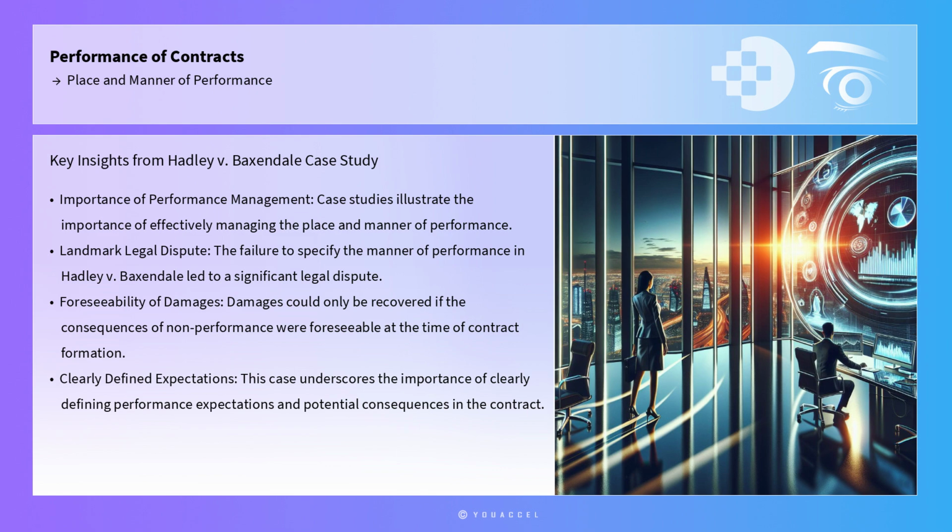In the landmark case of Hadley v. Baxendale, the failure to specify the manner of performance led to a significant legal dispute. The case involved a delay in the delivery of a mill shaft, resulting in lost profits for the mill owner. The court ruled that damages could only be recovered if the consequences of non-performance were foreseeable at the time of contract formation. This case underscores the importance of clearly defining performance expectations and potential consequences in the contract.